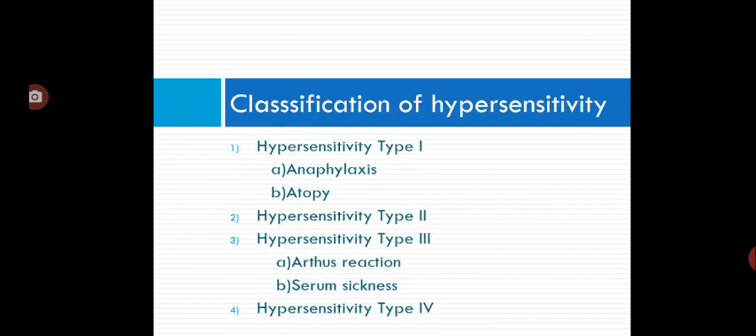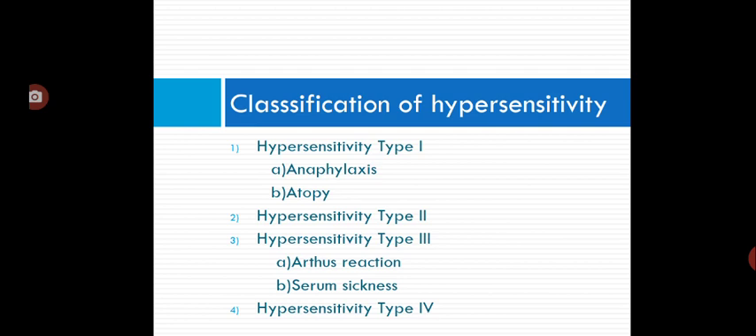Coming to the classification of hypersensitivity, first is type 1 hypersensitivity, which is also called anaphylactic reaction. It is an IgE mediated reaction. Type 1 reactions occur in two forms, that is anaphylaxis and atopy. In anaphylaxis, it occurs when sensitized individuals come in contact with a shocking dose of antigen.